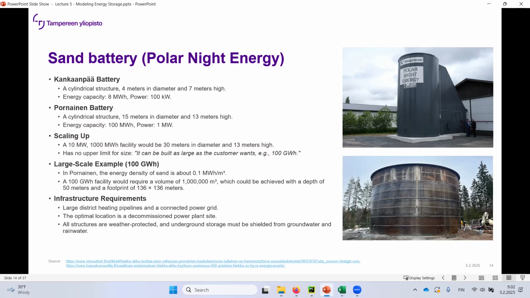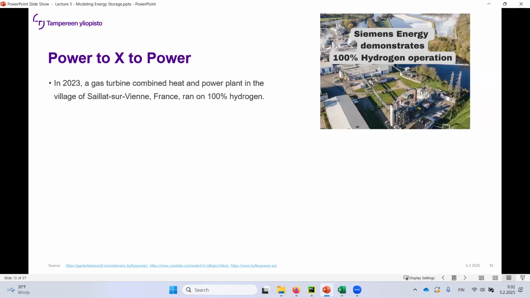Optimal location is, for example, a decommissioned power plant site because there are the connections for the electricity and maybe even for the district heating systems. And this has the capacity of producing really high temperature district heating. And this is, in my opinion, the most interesting power to X to power project at the moment.